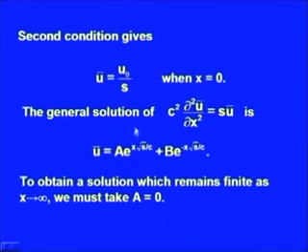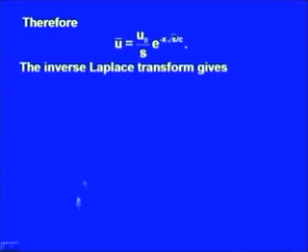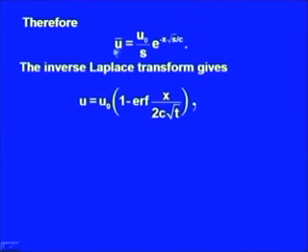Now, let us use the condition that at x equal to 0, u bar is equal to u naught by s. This will give you b equal to u naught by s. And so, u bar will be equal to u naught by s into e to the power minus x root s by c. When we take the inverse Laplace transform of this, u naught is a constant, so it will remain as it is.